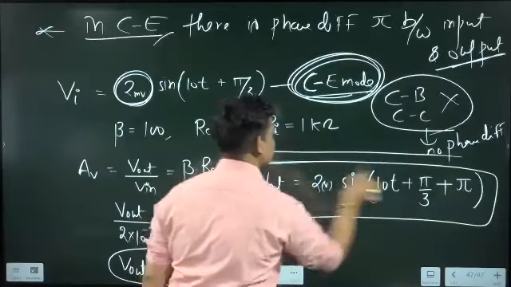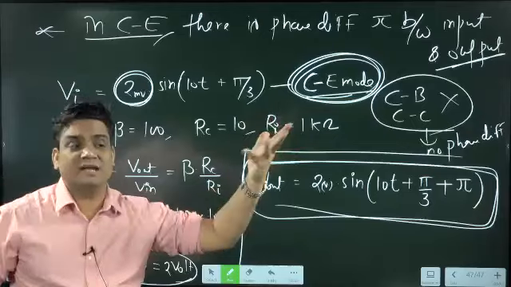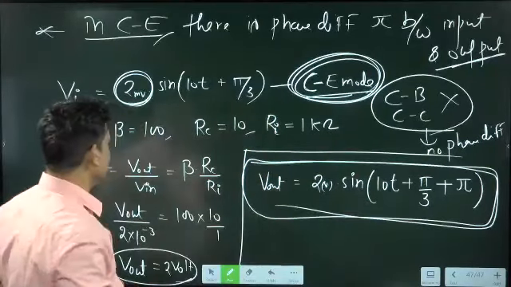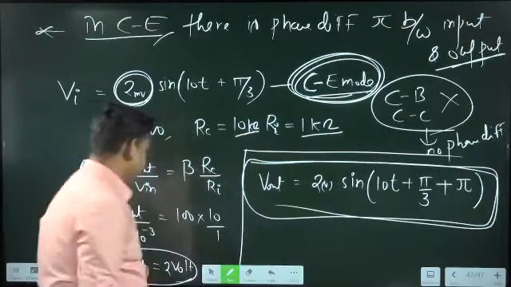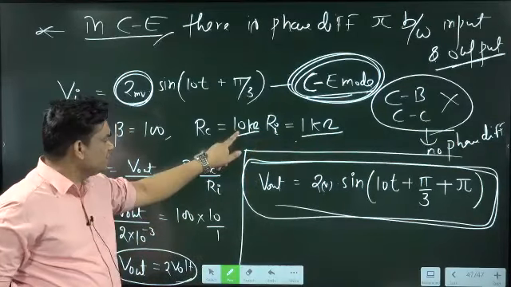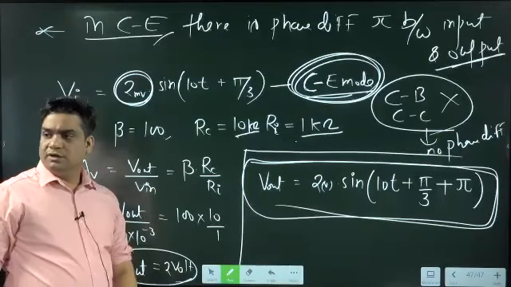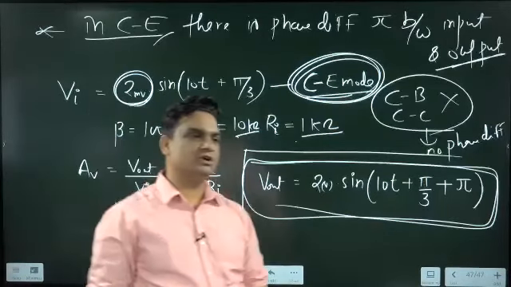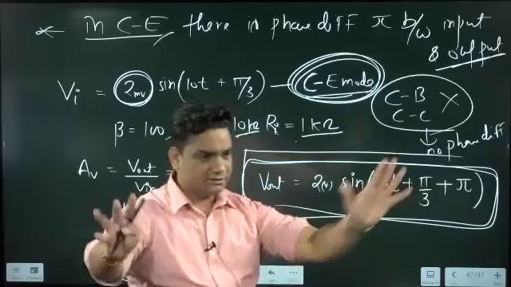Anyone having doubt in this? If this is the common base or common collector, we will not add anything. But in the common emitter, you have to add. This is also kilo ohm, both are kilo ohm. This is 1 kilo ohm and this is 10 kilo ohm, 10 by 1. You have to add plus pi, because between input and output, the output is pi ahead. Done. Next one.